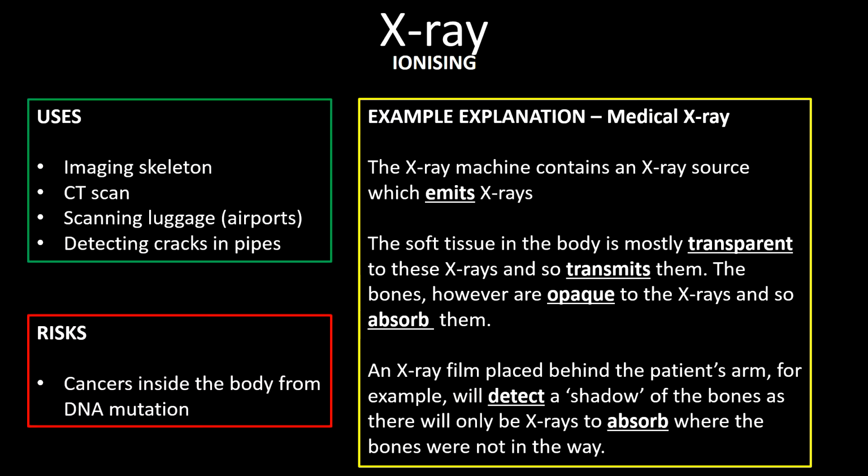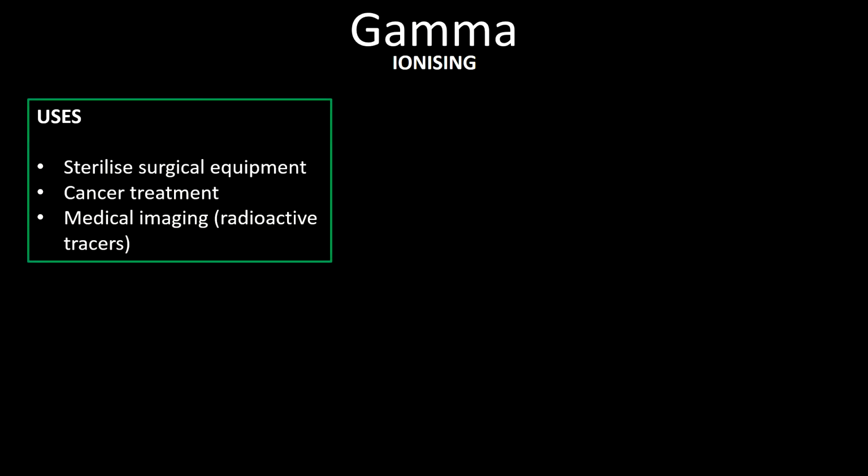If you place an X-ray film behind, say, a patient's arm, if they're having an X-ray, then basically what you get is a shadow image of the bones. So in the same way as if you hold up an object in front of sunlight, you'll get a shadow on the wall. If you hold up bones in between the X-ray source and the film, then you will get a shadow of that bone on the X-ray film. And the X-ray film will change in the regions where it receives the X-rays, and so you'll be able to see that outline.